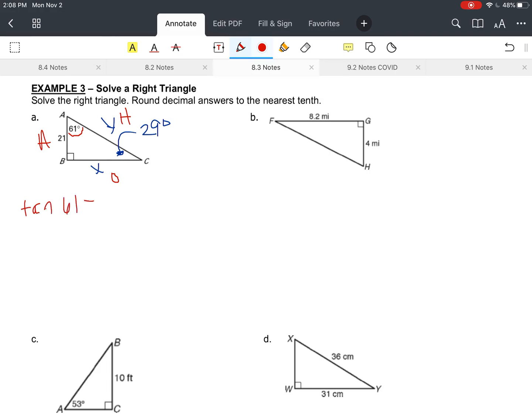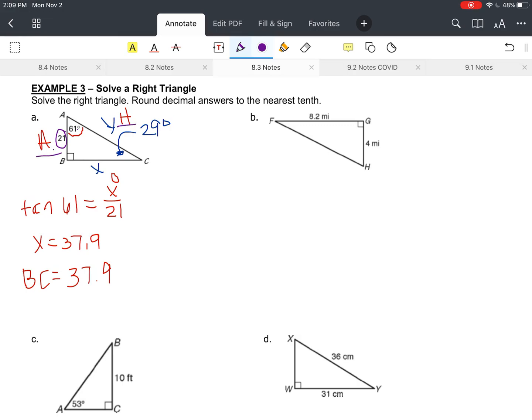So opposite and adjacent, that's tangent. So to solve for X, I'm going to say the tangent of 61 equals X over 21, opposite over adjacent. Multiplying both sides by 21, I'm going to get X is 37.9. And BC is X. So BC, the side BC is 37.9. Not degrees, it's a side.